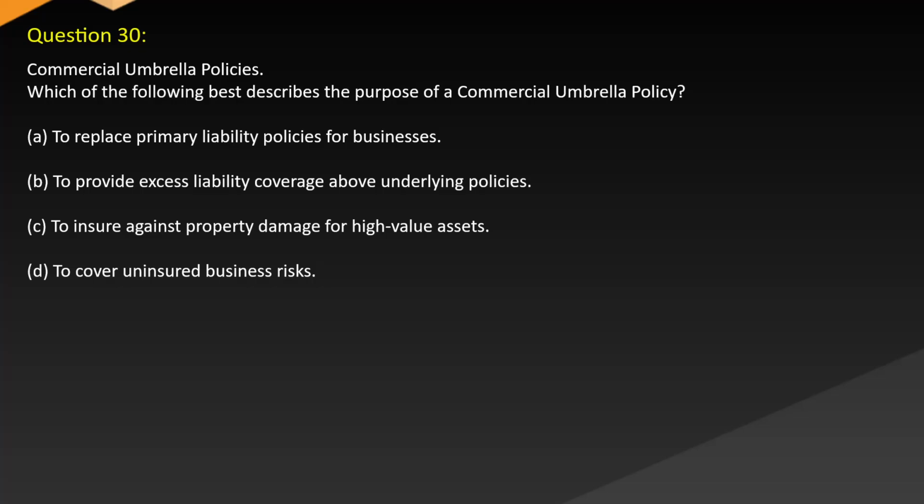Question 30. Commercial umbrella policies. Which of the following best describes the purpose of a commercial umbrella policy? A. To replace primary liability policies for businesses. B. To provide excess liability coverage above underlying policies. C. To insure against property damage for high-value assets. D. To cover uninsured business risks.